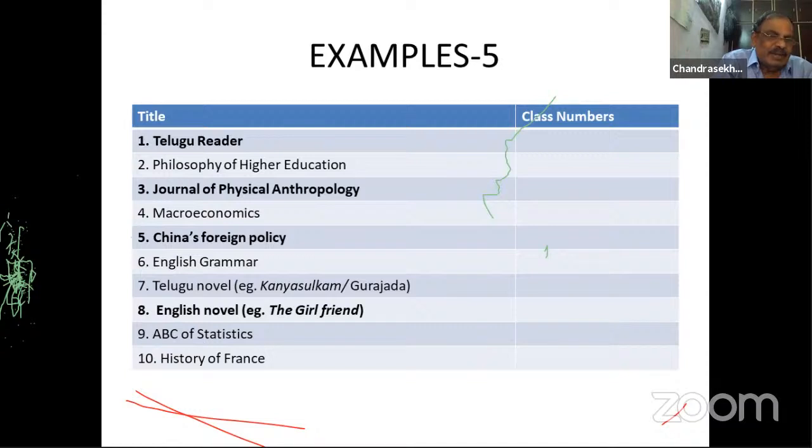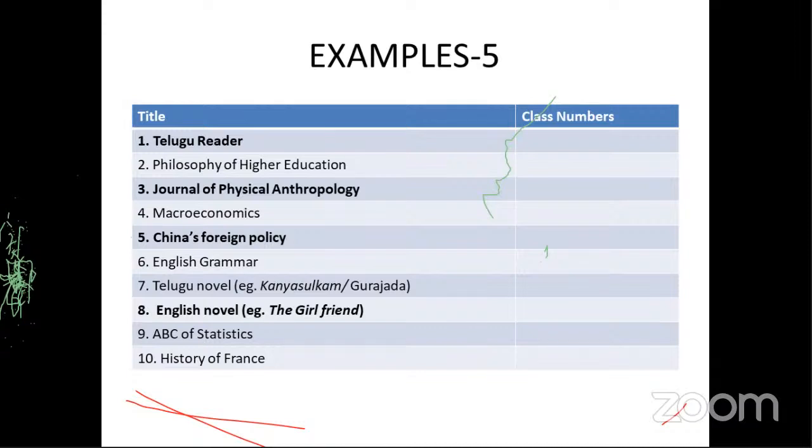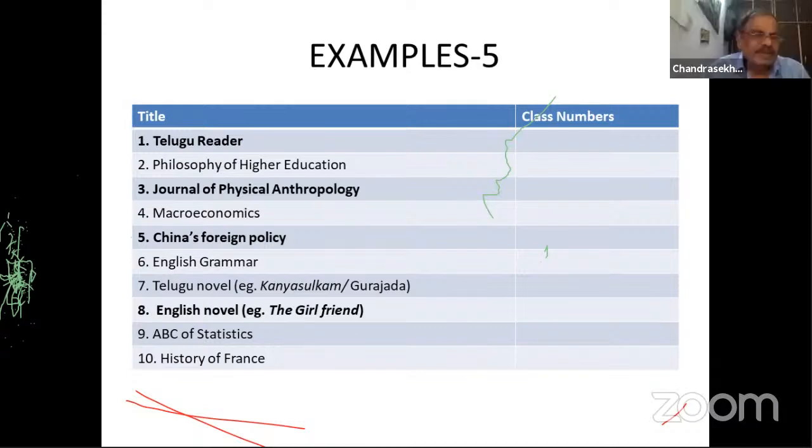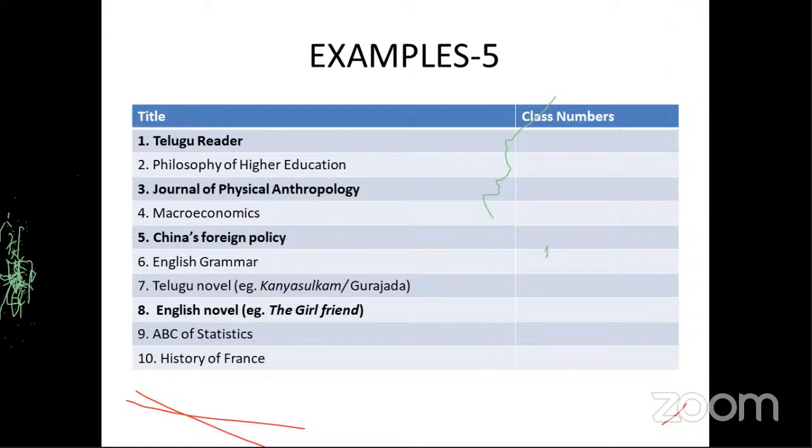Next, the 9th title: ABC of Statistics. 310 is the collection of general statistics.